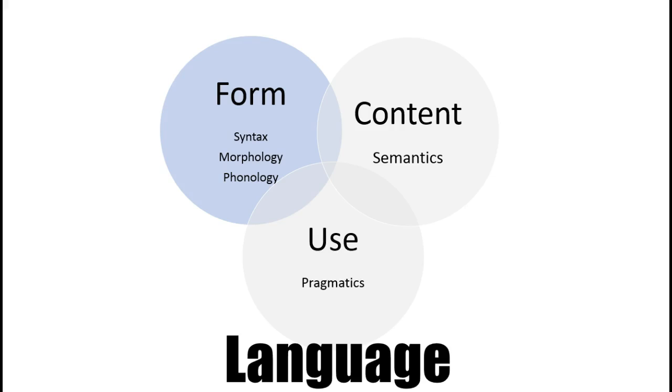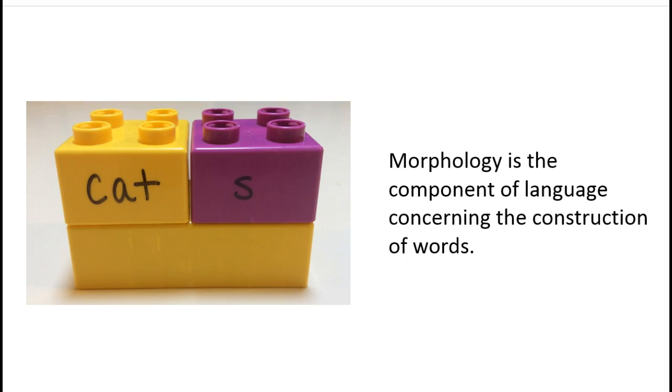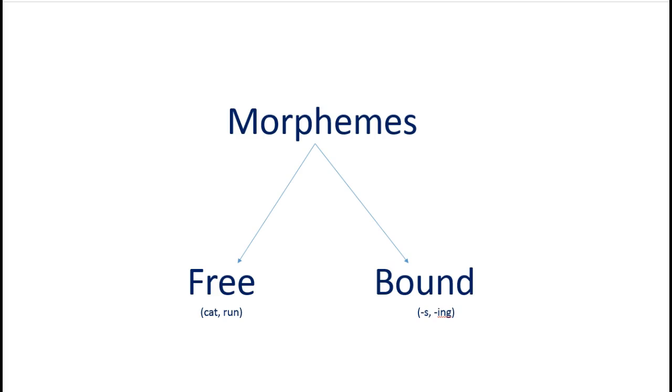Form consists of syntax, morphology, and phonology, okay? So morphology is the component of language concerning the construction of words. Okay, so how do we build words? When we're thinking about morphology, we have to think about the fact that we have 2 different types of morphemes. Okay, morphemes can be free and morphemes can be bound. Free morphemes are really words that can stand alone. Okay, so words like cat and words like run, words that by themselves can stand alone and represent meaning.